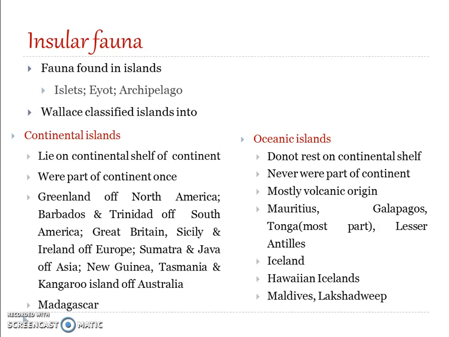Then we have another set of oceanic islands, like atolls. They are islands formed from coral growth. Coral reefs, I hope you remember coral reefs. This can result in the formation of atoll islands. Maldives and Lakshadweep are examples of atoll islands. So this is regarding the different types of islands. Thank you.